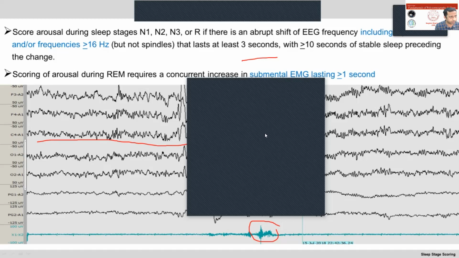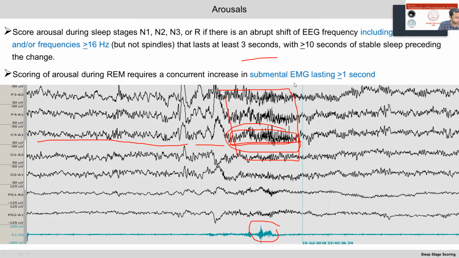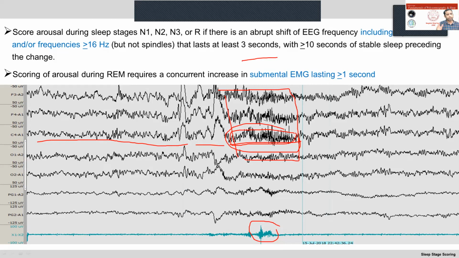This arousal I was explaining. If anybody wants to learn more, arousals are associated with leg movements and with respiratory efforts, which is called RERA. That we will discuss. But any doubt anywhere, please ask us at that time only. So this is arousal: transient wake, 3 to 15 seconds, with preceding 10 seconds of stable sleep.